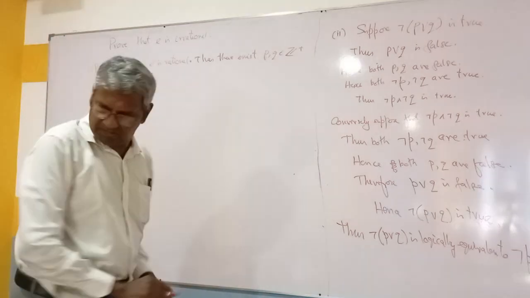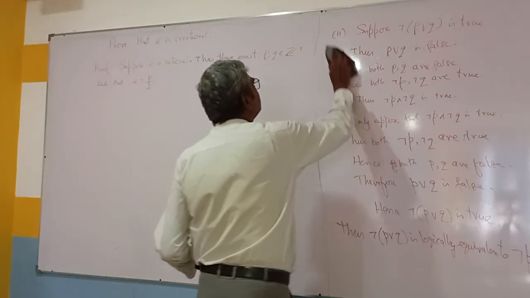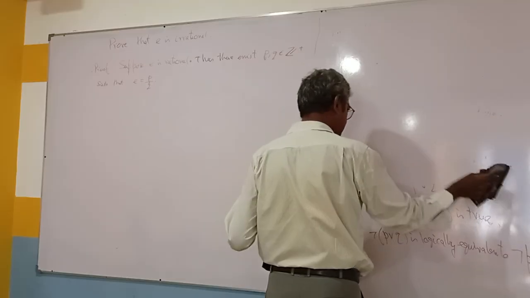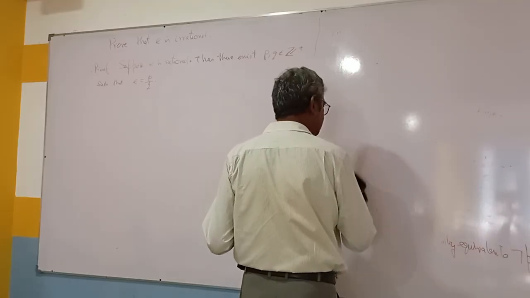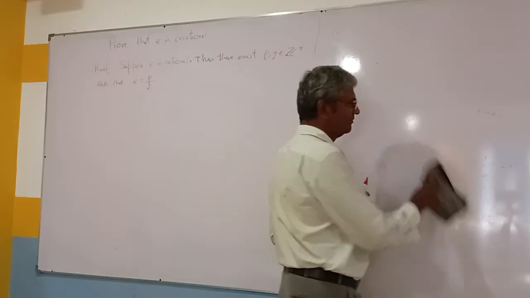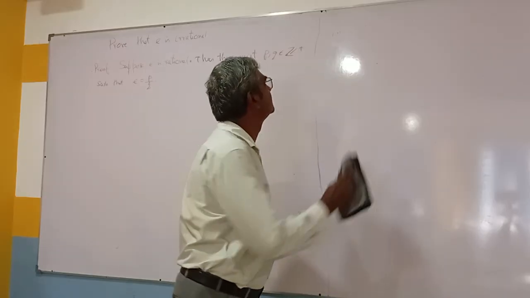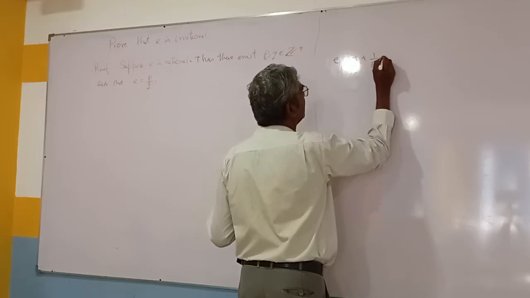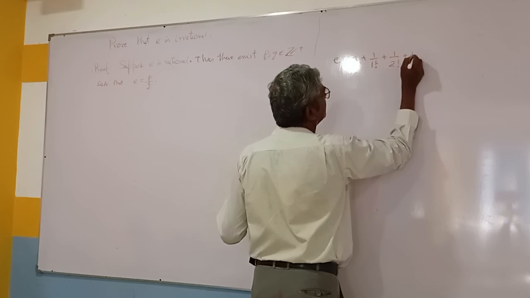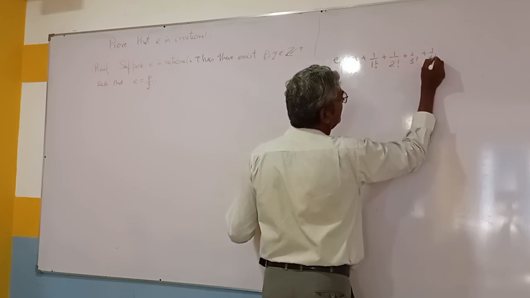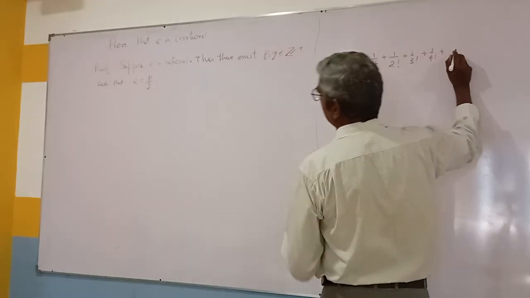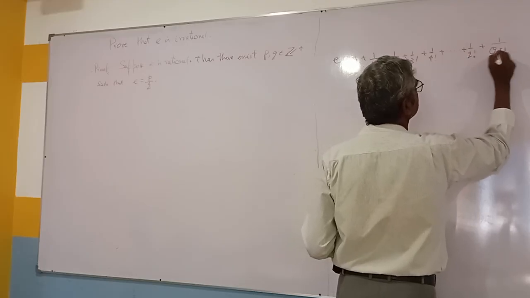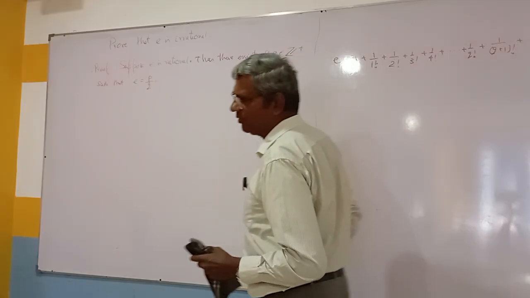Because all we know is e is 1 plus 1 over factorial 1 plus 1 over factorial 2 plus 1 over 3 factorial plus and so on, plus 1 over factorial q plus 1 over factorial q plus 1 plus, like that it goes forward.